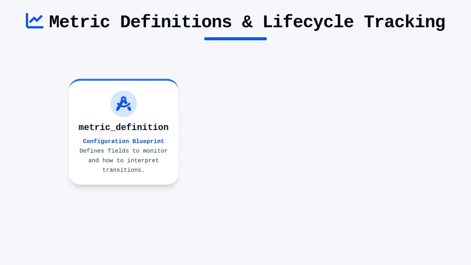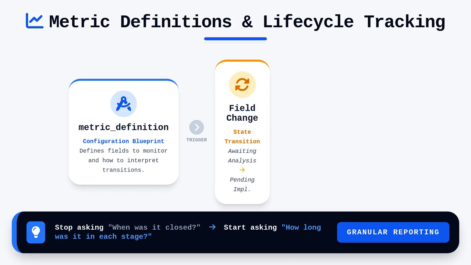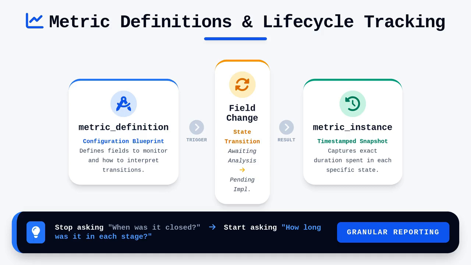At its core, the metric definition table acts as the configuration blueprint that tells the system exactly which fields to monitor and how to interpret transitions between values. If you are tracking the lifecycle of a vulnerable item, merely knowing when it was closed is usually insufficient for granular reporting. You need to understand how long that record spent in each distinct state, such as awaiting analysis or pending implementation. The system achieves this by creating instances in the metric instance table every time a tracked field changes, effectively capturing a timestamped snapshot of the state change.